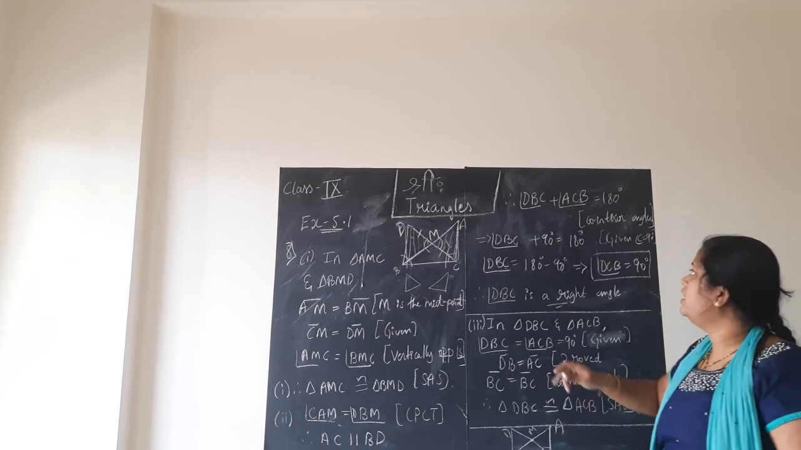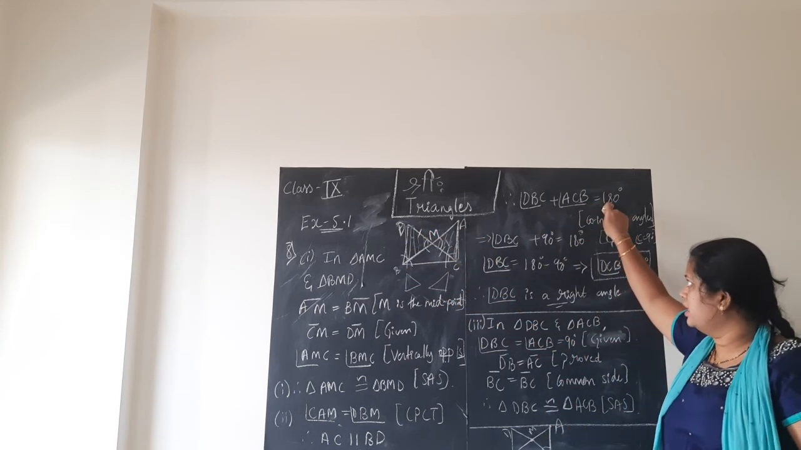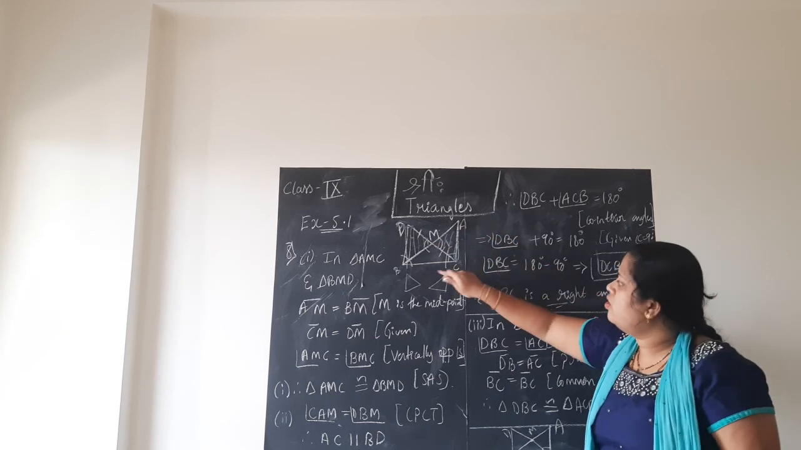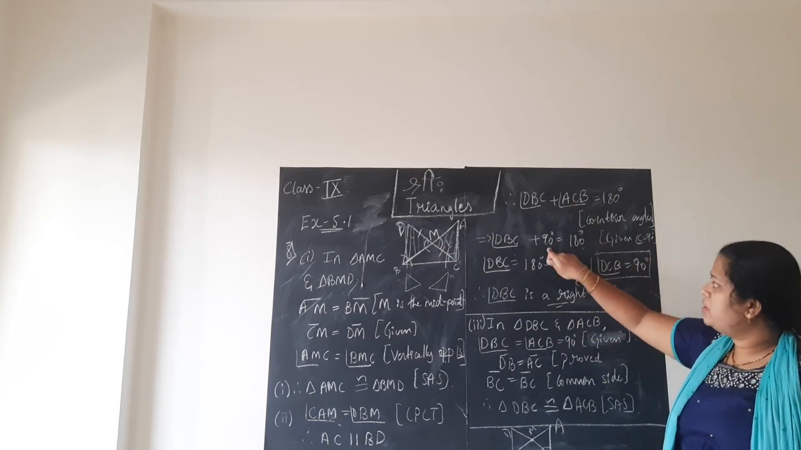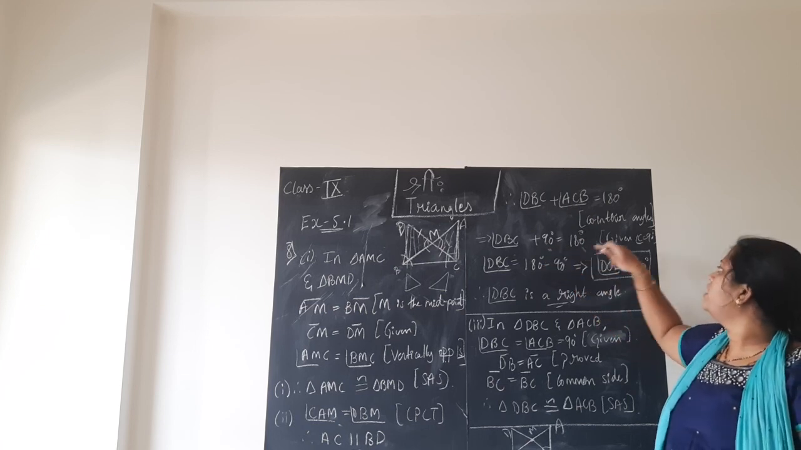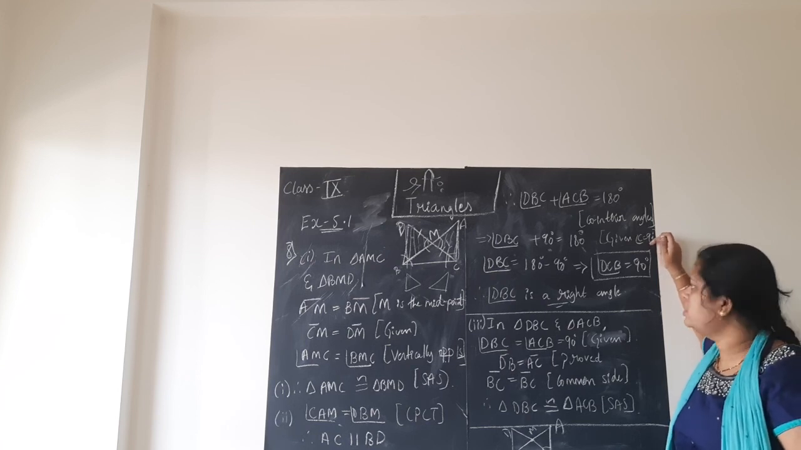Supplementary means 180 degree. So angle DBC plus angle ACB is 180 degree. DBC we don't know, we will keep as it is. But we know angle C is 90 degree. So in place of angle ACB, we are substituting 90 degree, equal to 180 degree. Reason you can give: given angle C is 90 degree.